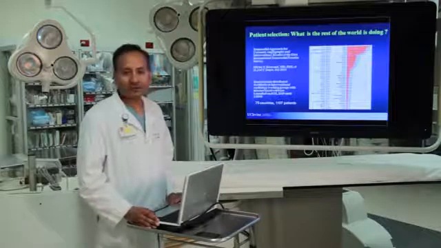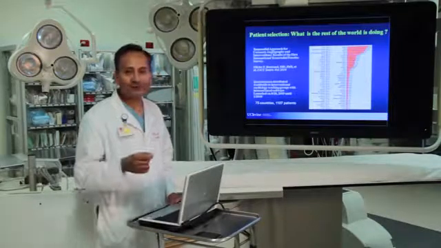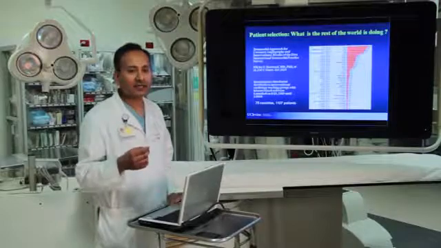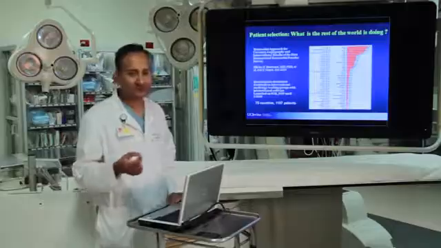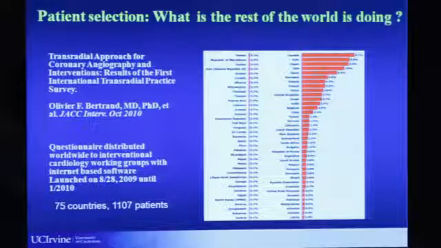Now, what is the rest of the world doing? When it comes to patient selection, when it comes to starting a trans-radial cardiac catheterization program in your facility, what is the rest of the world doing? This was a questionnaire that was sent out by Bertrand in 2010. It was sent to hospitals who performed trans-radial catheterization. These were hospitals in 75 countries, approximately 1,100 patients. So this is what the rest of the world is doing.